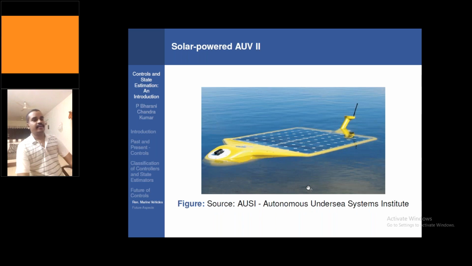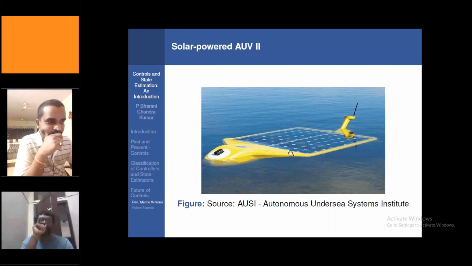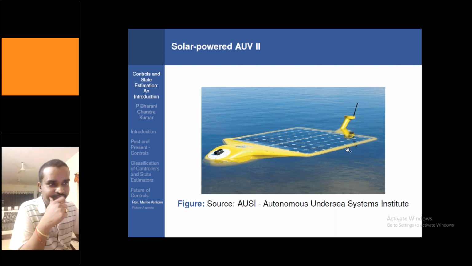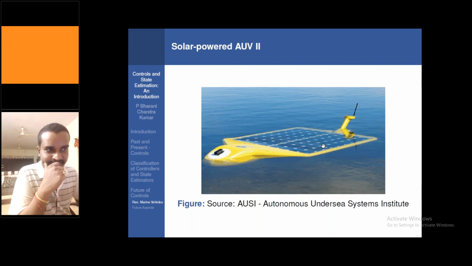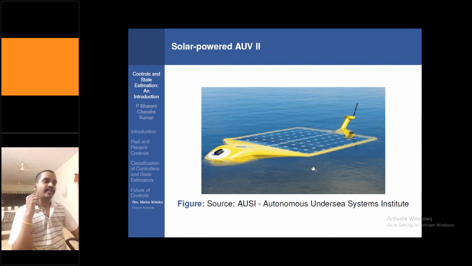So this is another interesting autonomous undersea vehicle. This is completely a solar-based sea vehicle. It will charge in the daytime and it will propel and do all the operations during the nighttime, based upon whatever it has charged in the battery. So this is a little less complex compared to the earlier one. Earlier there were three energy sources, but here there is only one.